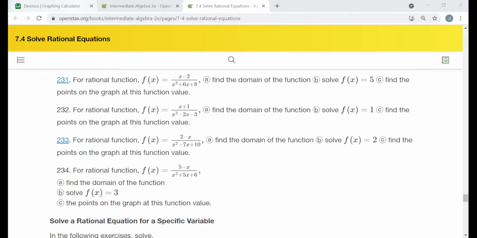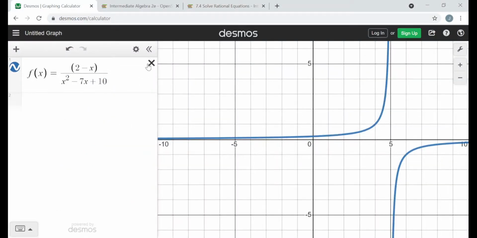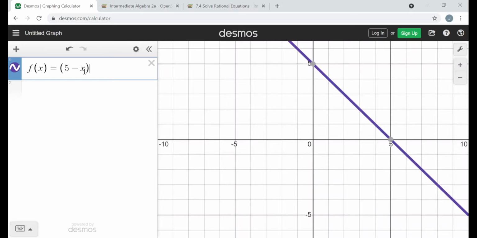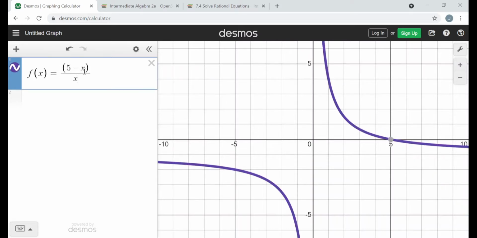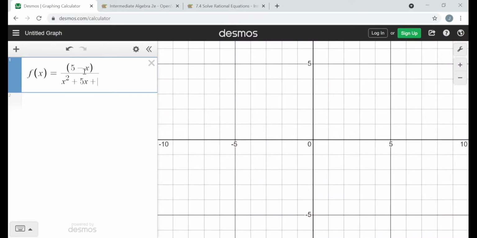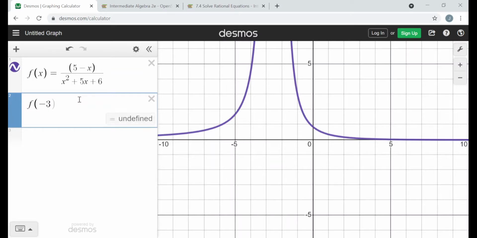And I pull up graphing calculator once again, Desmos. I'll put in our function. I'll just put it in the way it originally looked, right? The way it originally was given to us is 5 minus x divided by x squared plus 5x plus 6. All right. And then once again, just to show you, f of negative 3, undefined. F of negative 2, undefined, right? So those values don't belong to the domain.